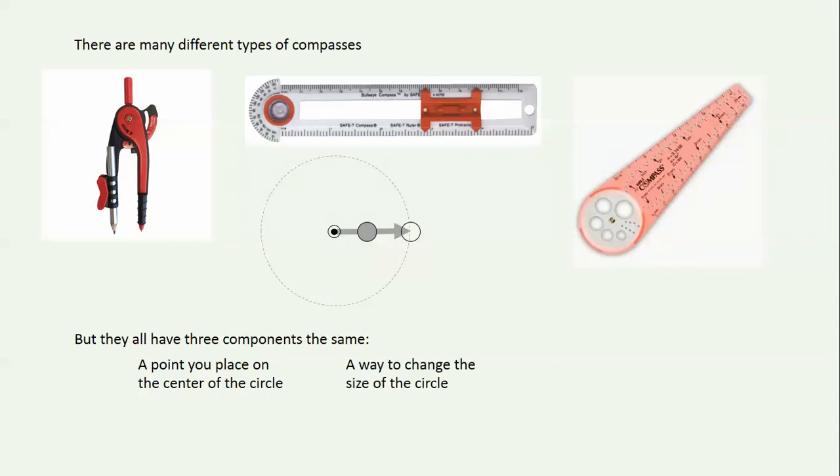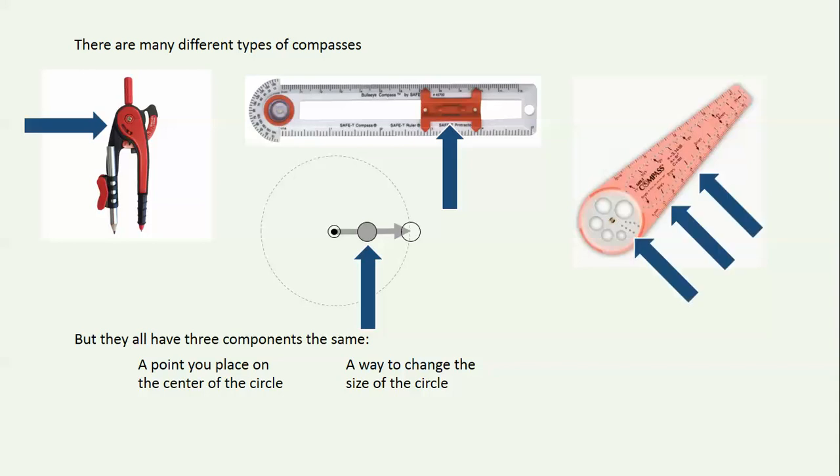You're going to have a way to change the size of your circle. This is how you choose your radius. With this compass, you can pull the two legs further apart or push them together. You can slide these two holes further away or closer. You can slide to make your circle larger or smaller, and you can choose whichever hole you'd like in this compass.